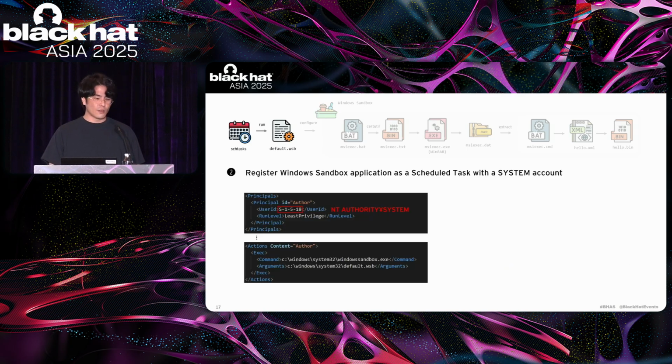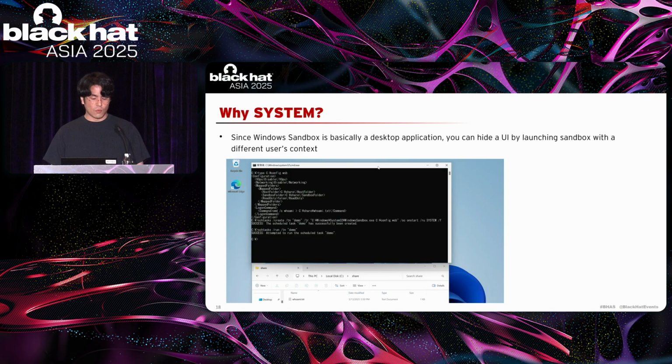The adversary registers the Windows Sandbox application as a scheduled task with the SYSTEM account. This XML file shows the information about the created scheduled task. The account is SYSTEM, and the Windows Sandbox application is registered to be executed in the task. So what's happening behind this? Why did the adversary use SYSTEM for the scheduled task?